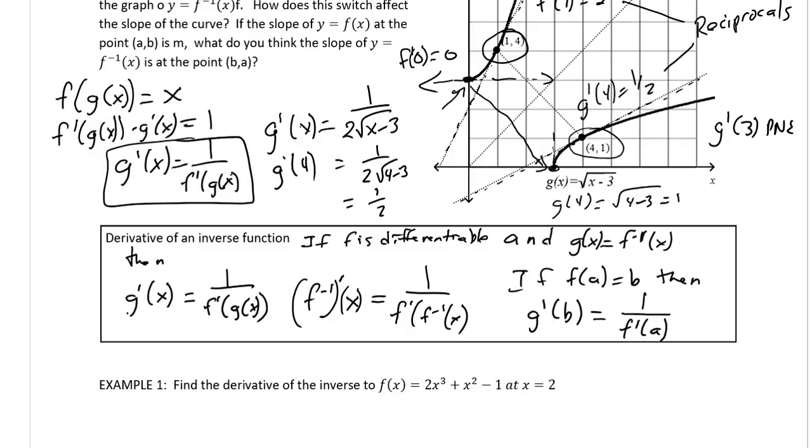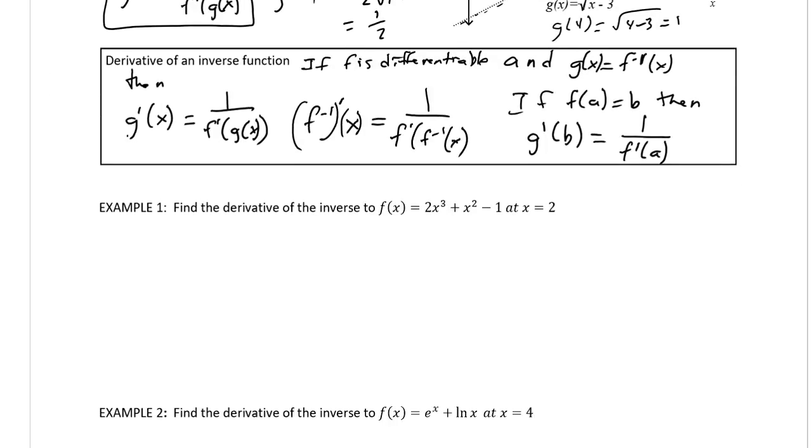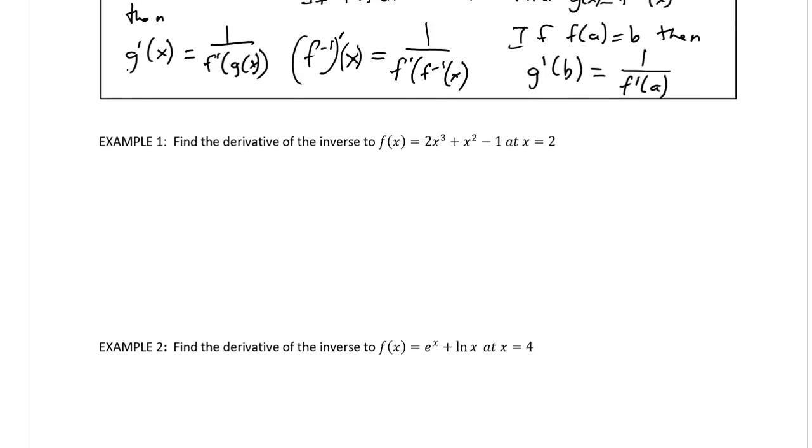Alright, well, let's look at an example here of how we would do this. It says find the derivative of the inverse to f of x equals 2x cubed plus x squared minus 1. Now the reason we have this formula for finding derivatives of inverses is that finding the derivative of this cubic function would be extremely difficult and very time consuming, if you can do it at all.